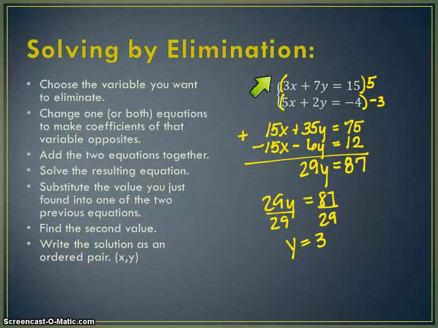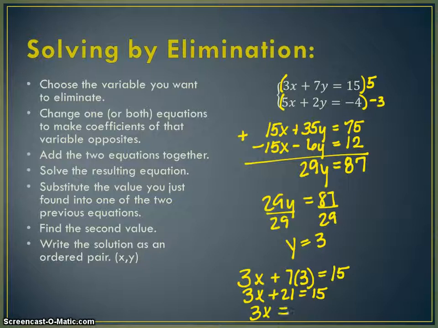I'm just going to use this top equation right here. So we do 3x plus 7 times 3, putting in the value we just found, equals 15. So 3x plus 21 equals 15. Then I get 3x equals 15 minus 21, which is negative 6. Divide by the 3, and I get that x equals negative 2.